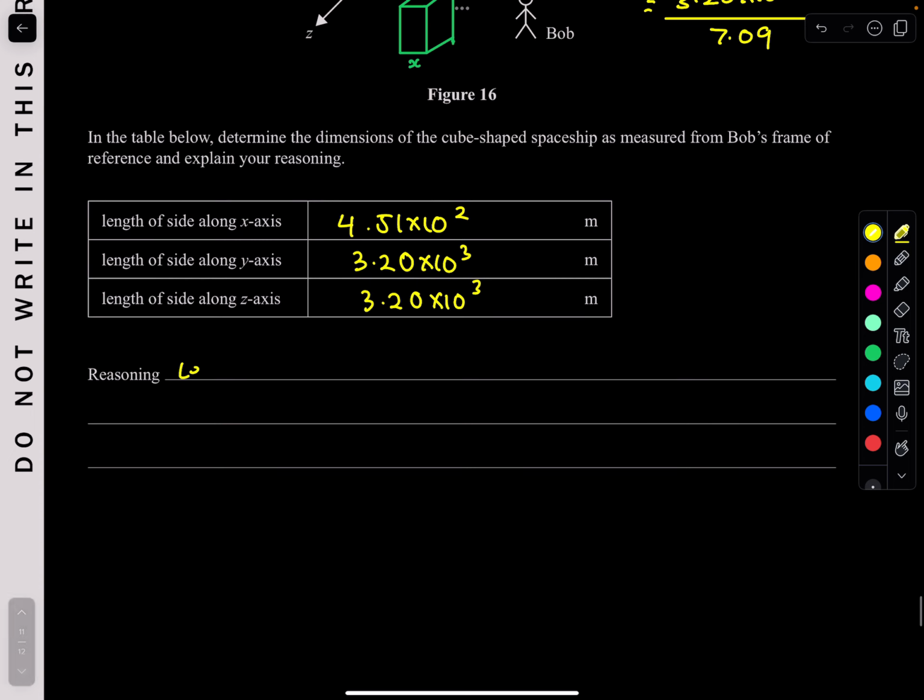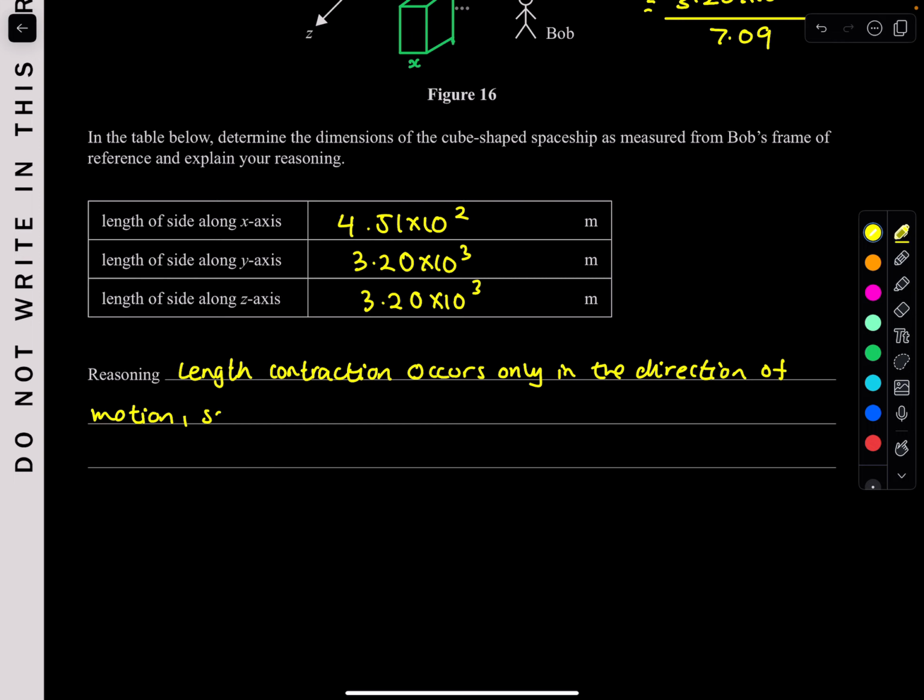So, length contraction occurs only in the direction of motion. So only the x-axis gets affected, and the others stay the same. Beautiful.